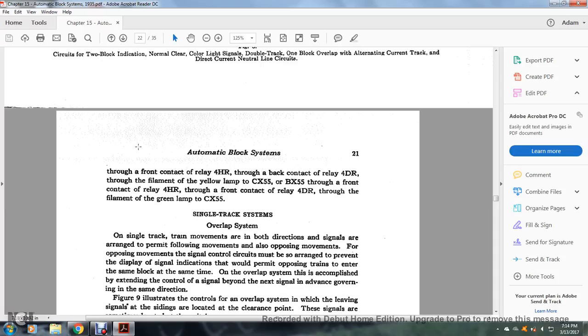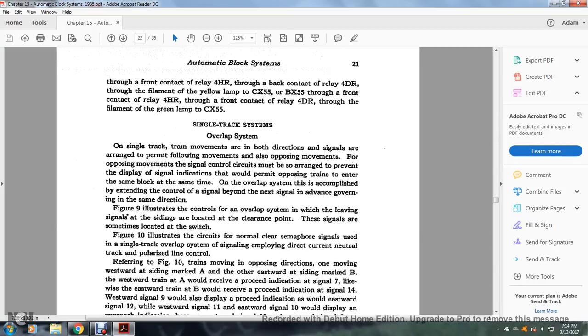Through the front contact of relay 4HR with the back contact of relay 4DR, through the filament of the yellow lamp, CX55 and BX55. With the front contact of relay 4HR and the front contact of relay 4DR, through the filament of the green lamp, CX55.